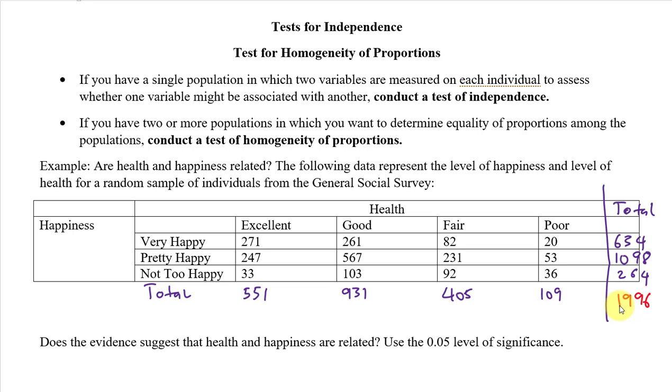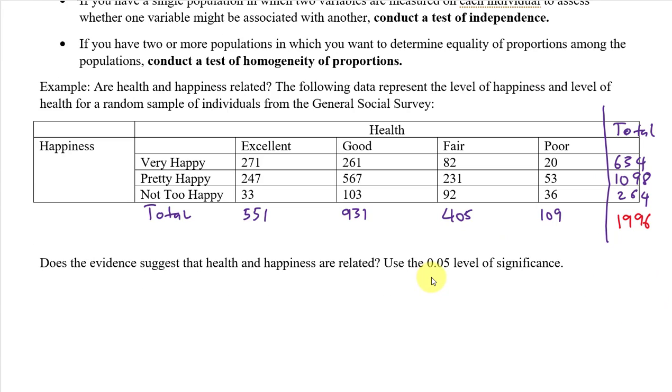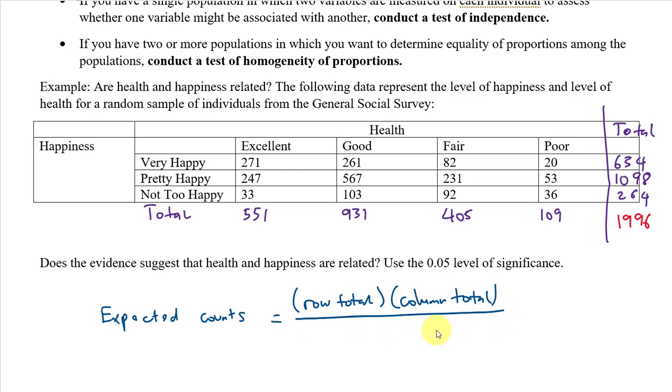Okay, so after we get that, we can find the expected counts. Let's do it here. We are looking at the expected count, and that is calculated as the row total multiplied by the column total, and then divided by the table total.